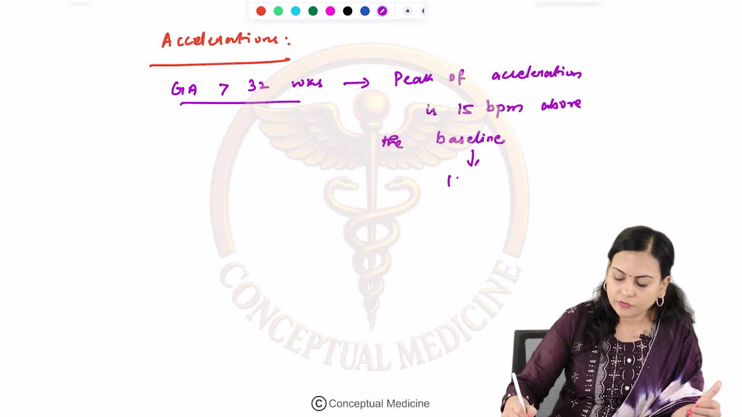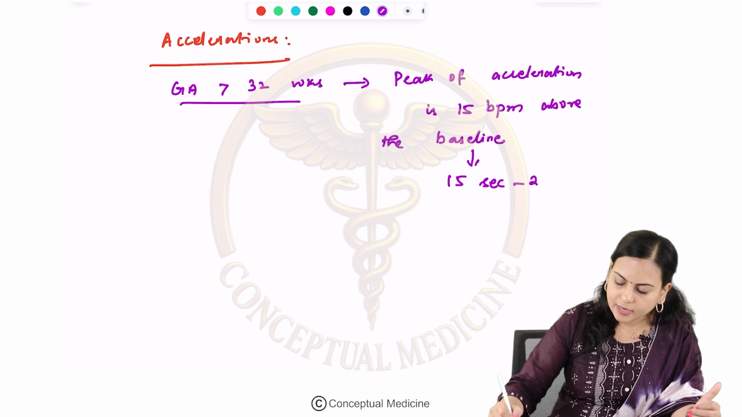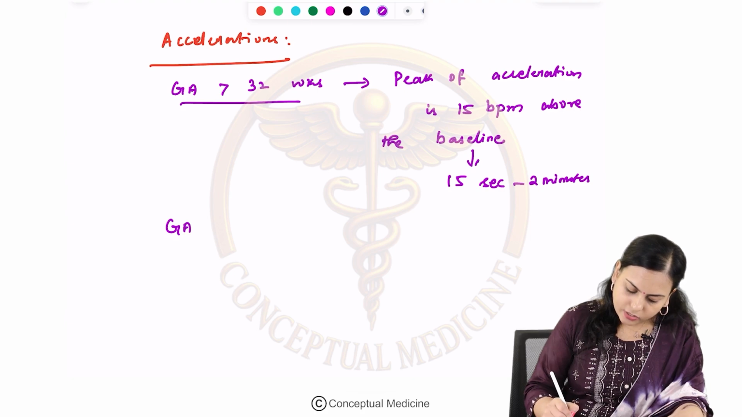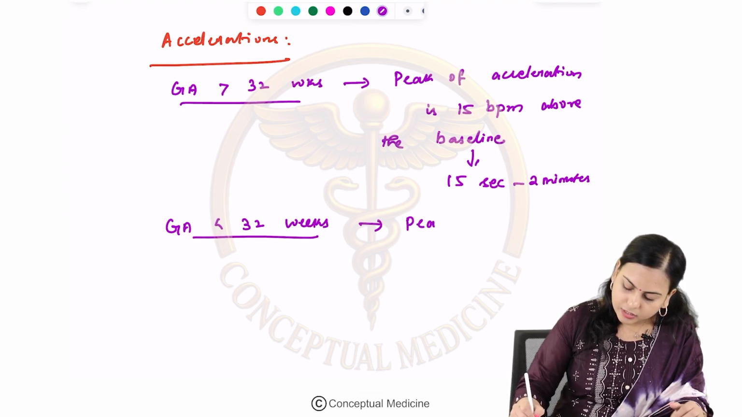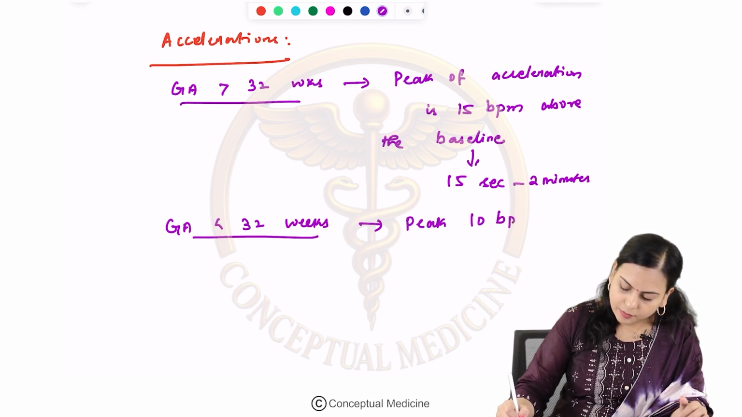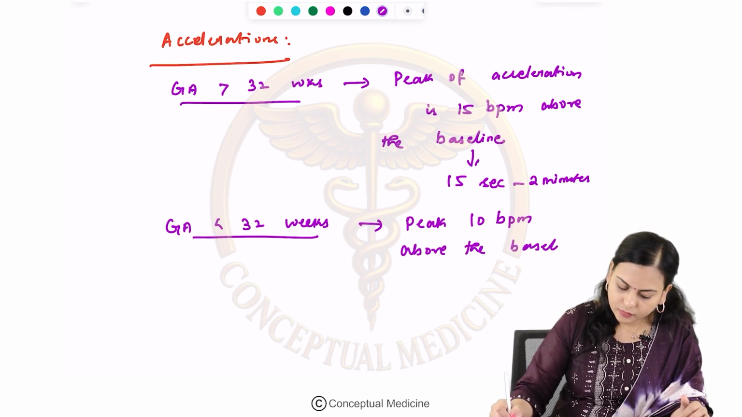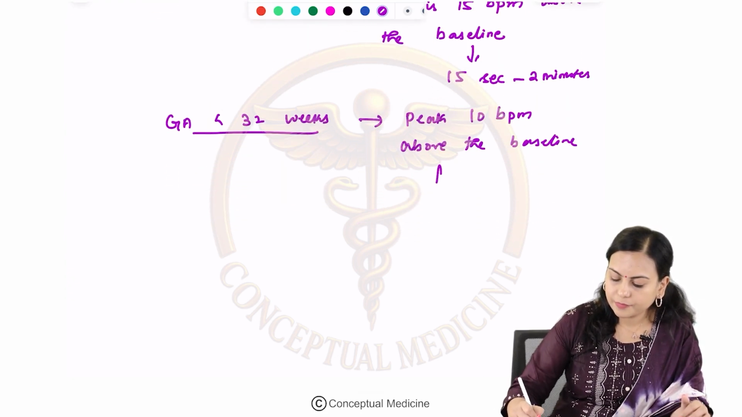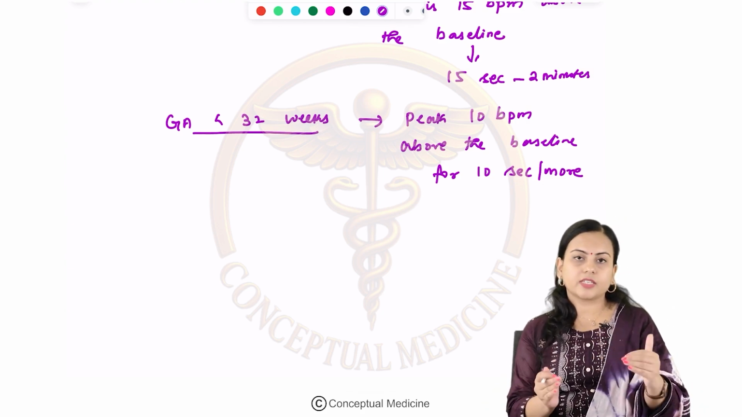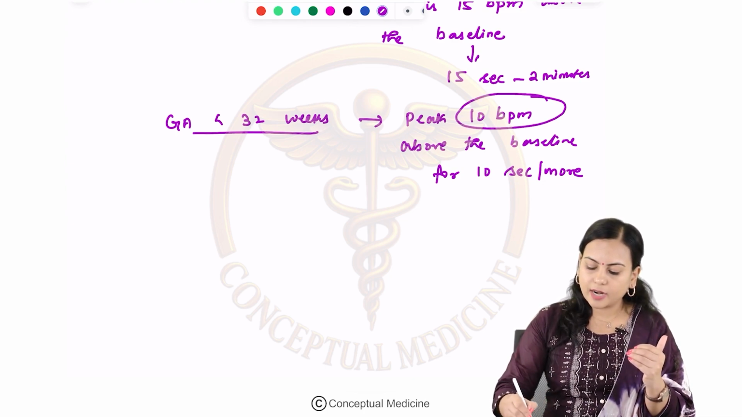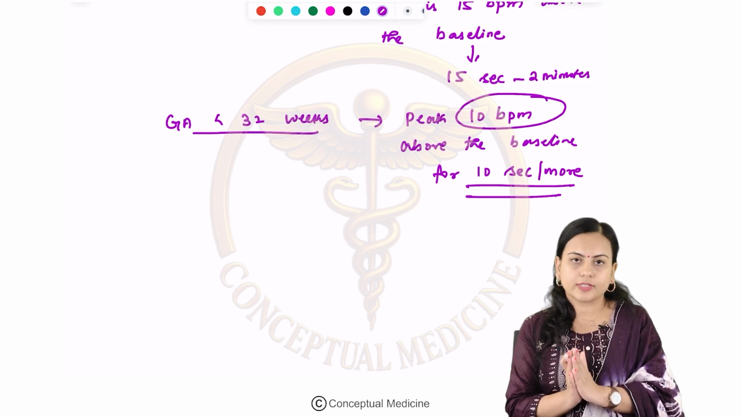Okay, and it should last for a minimum of 15 seconds, and it can last even up to 2 minutes. Suppose the gestational age is less than 32 weeks, then the peak can be 10 beats per minute above the baseline, and it can last for 10 seconds or more. So what you have to understand is, when the gestational age is less than 32 weeks, even 10 beats per minute for 10 seconds of acceleration is considered to be normal.